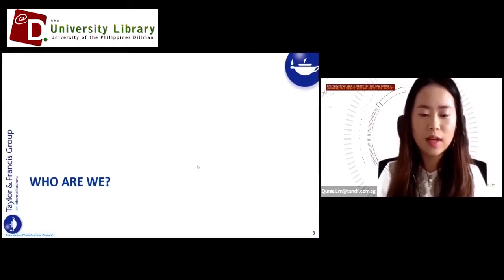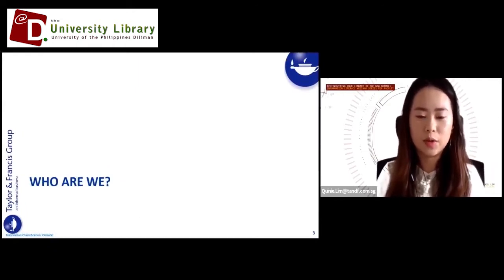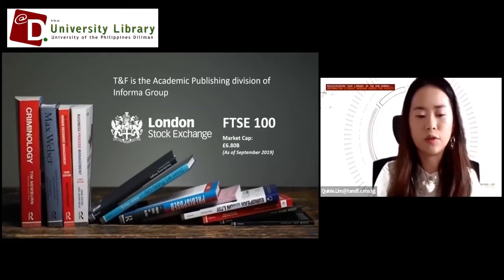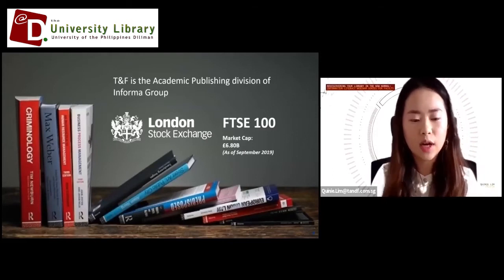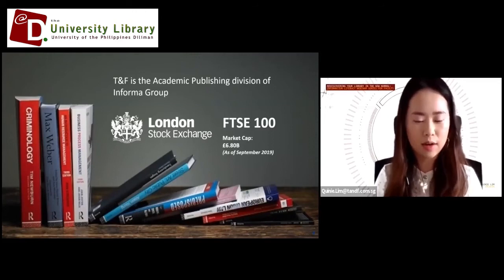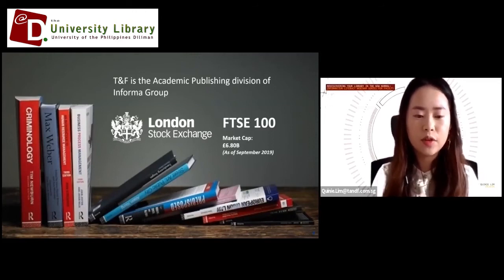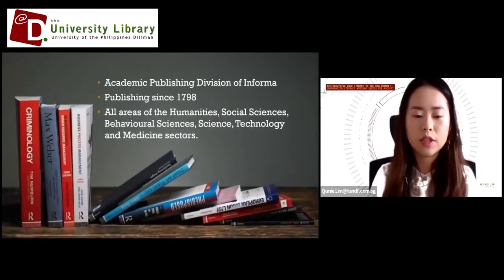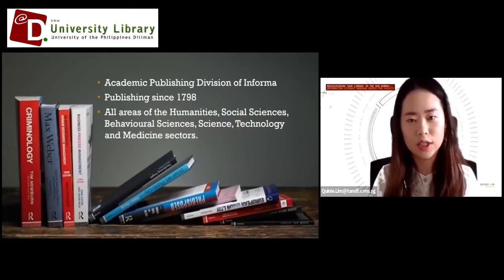Who are we? Taylor and Francis Group is part of the Informa PLC, which operates at the heart of the knowledge and information economy. It is one of the world's leading businesses in business intelligence, academic publishing, knowledge, and events. With more than 6,500 employees globally, it has a presence in all major geographies, including North America, South America, Asia, Europe, Middle East, and Africa. Taylor and Francis has been publishing since 1798, and we are the academic publishing division of Informa. We publish in all areas of humanities, social sciences, technology, and medicine.